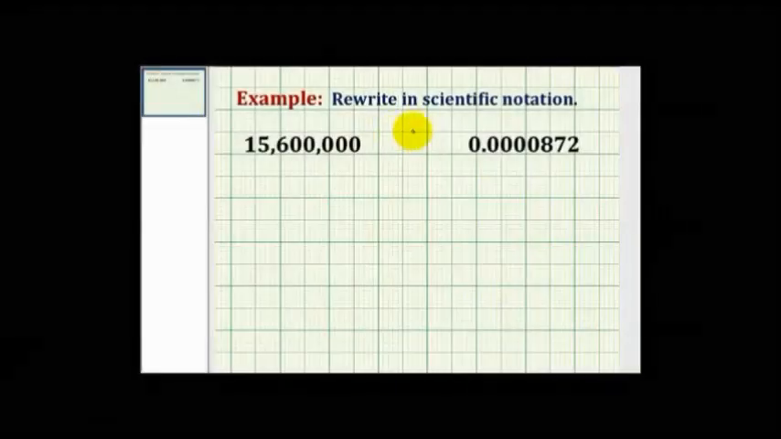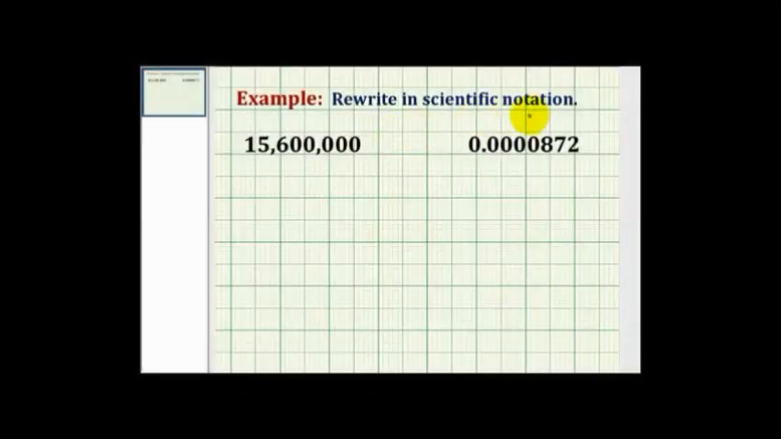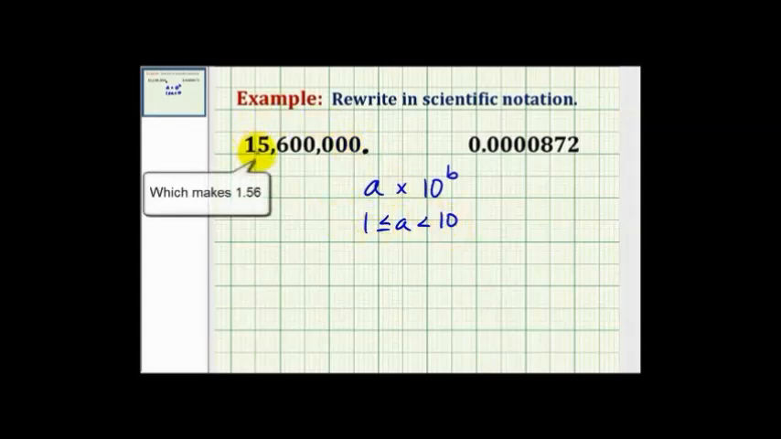In order to write these numbers in scientific notation, they need to be in the form of A times 10 raised to the power of B, where A, called the significand or mantissa, is greater than or equal to 1 and less than 10. So to rewrite 15,600,000 in scientific notation, we first need to determine where we'd have to place the decimal in order for A to satisfy this condition. Right now the decimal point is here, and in order to satisfy this condition for A, the decimal point would have to be placed here.